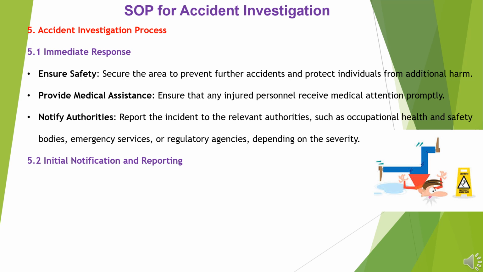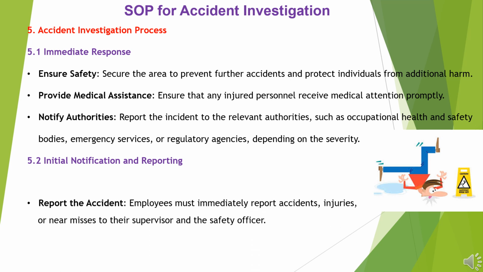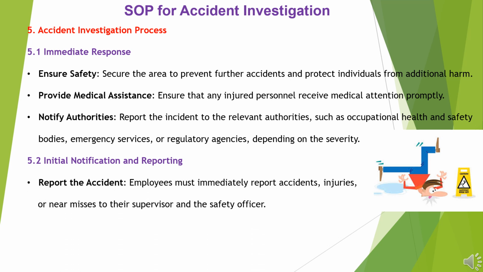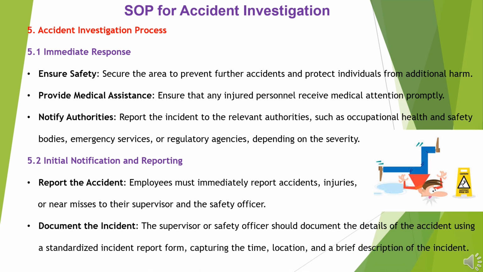5.2 Initial notification and reporting. Report the accident. Employees must immediately report accidents, injuries, or near misses to their supervisor and the safety officer. Document the incident. The supervisor or safety officer should document the details of the accident using a standardized incident report form, capturing the time, location, and a brief description of the incident.